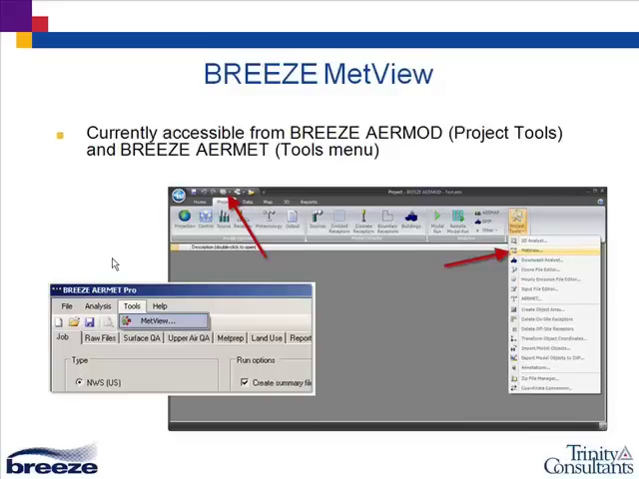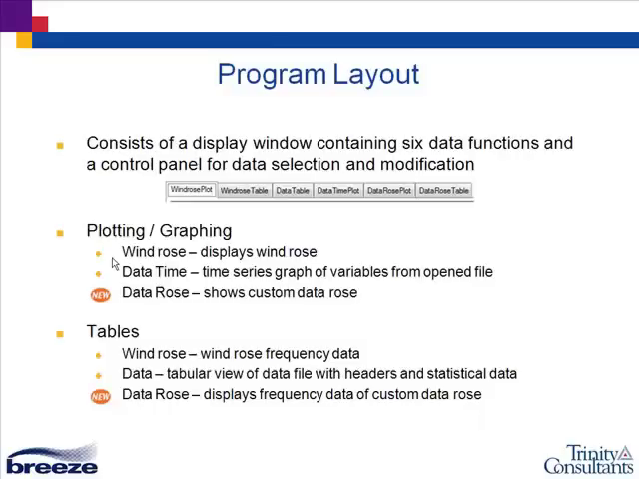We've decided at this point to make MetView into a product of its own because the new features developed for the program make it so robust that we feel it's the best meteorological data analysis tool available. Regarding the graphical user interface of BREEZE MetView, it consists of a display window featuring 6 unique data functions, as well as a control panel for data selection and modification.